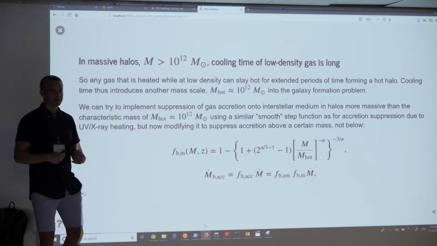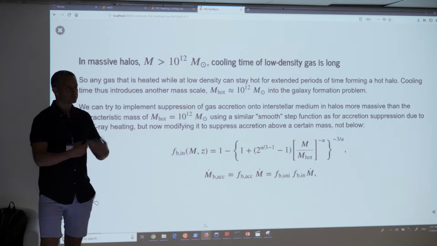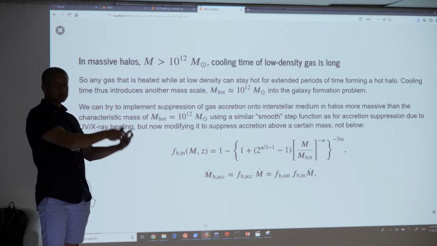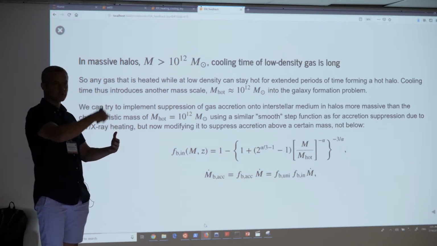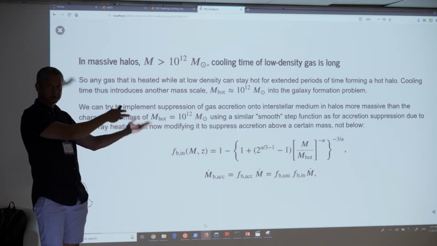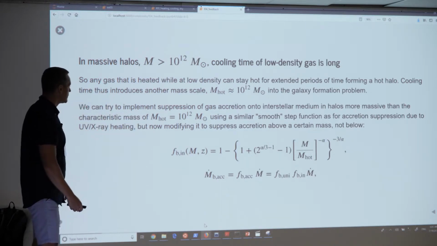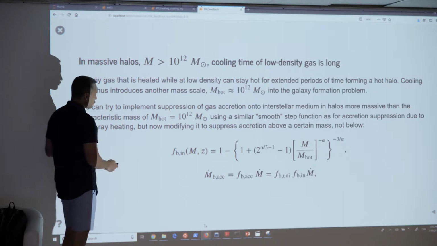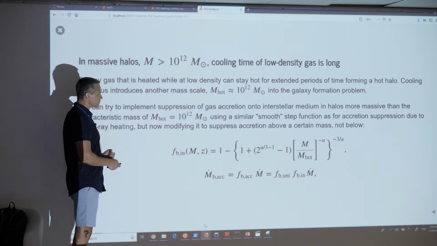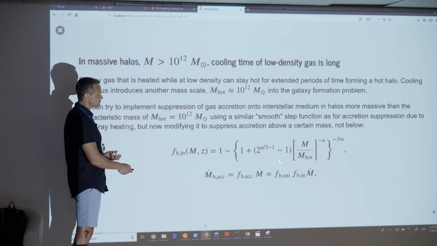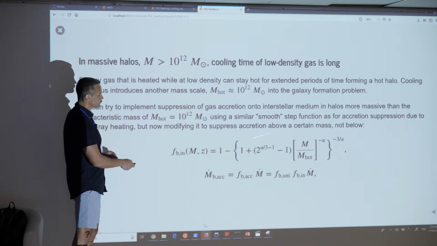Okay, so the competition between cooling and heating introduces a new mass scale into the problem. And we know that when a mass scale or time scale is introduced into the problem, it will get imprinted into the scaling properties of galaxies. So for example, the scaling of stellar mass with total halo mass. We modeled such an imprint when we considered the Jeans mass due to UV heating, and we can try to model this as well with this mass scale imprinted using a similar smooth step function.